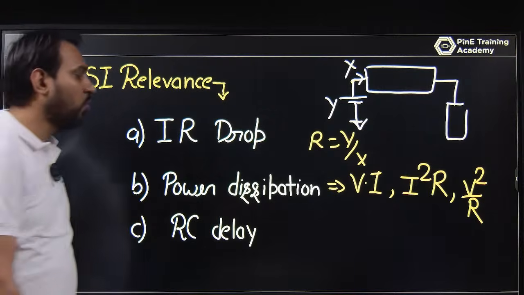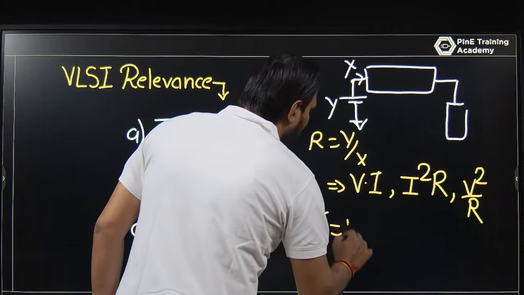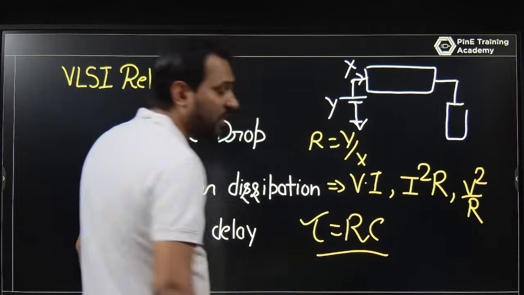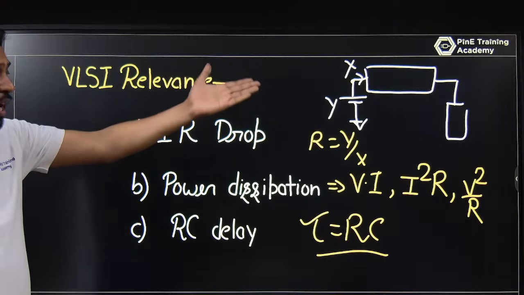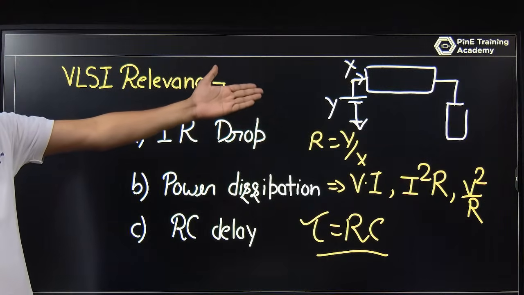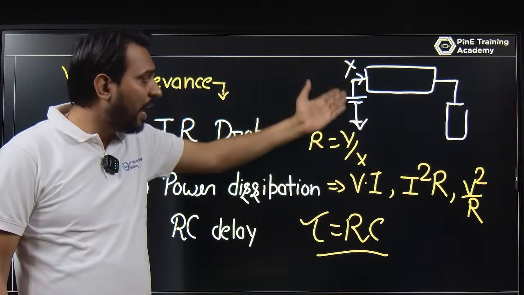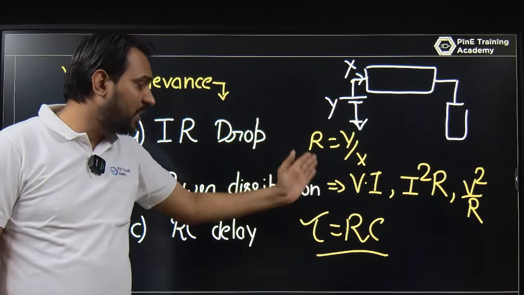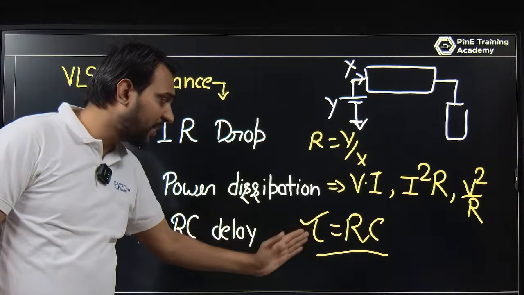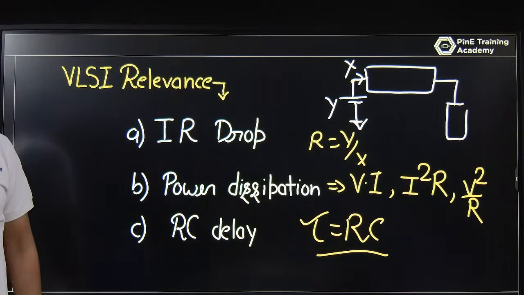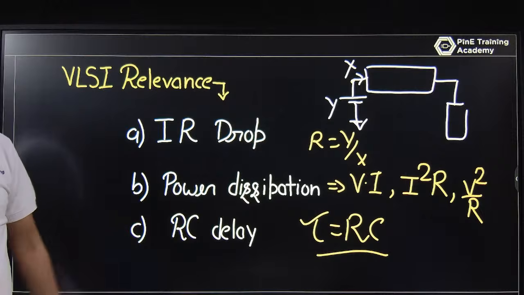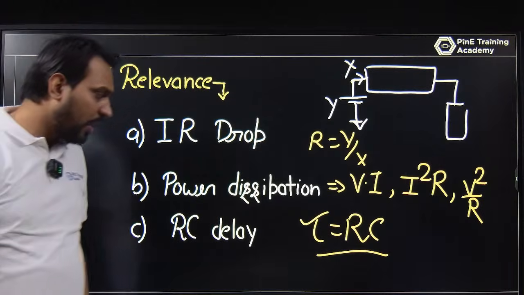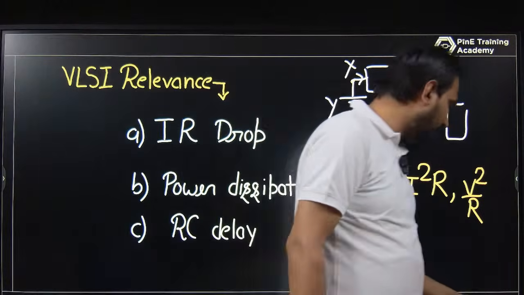If you know the resistor, you can determine the time constant, how fast the capacitor is charging and how fast the capacitor is discharging. So you have a capacitor, you have a routing. By the routing, you can determine the resistance. With the help of V by I, you can determine the resistance. On the basis of the resistance, you can describe the time constant, how the capacitor is charging and how the capacitor is discharging. So this is also related to your RC delay. Okay, so this is the way you can analyze your part.